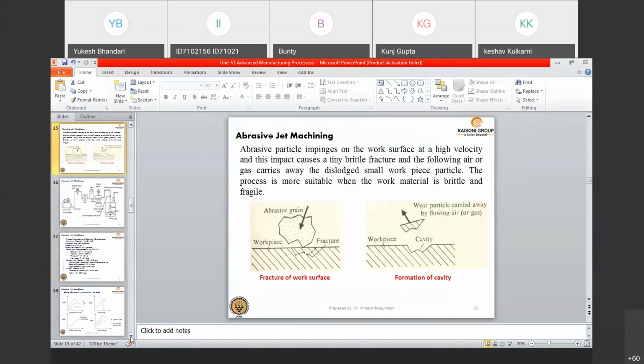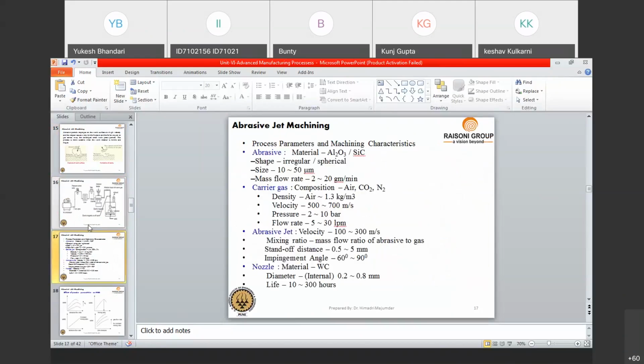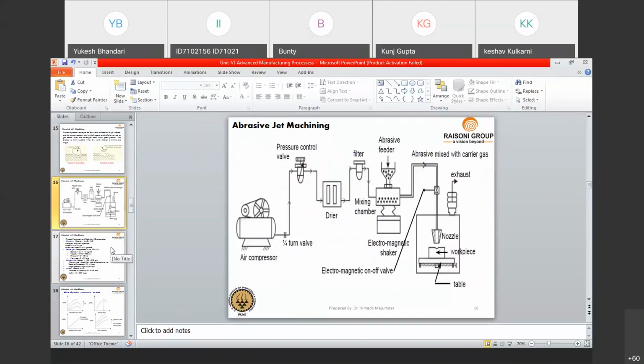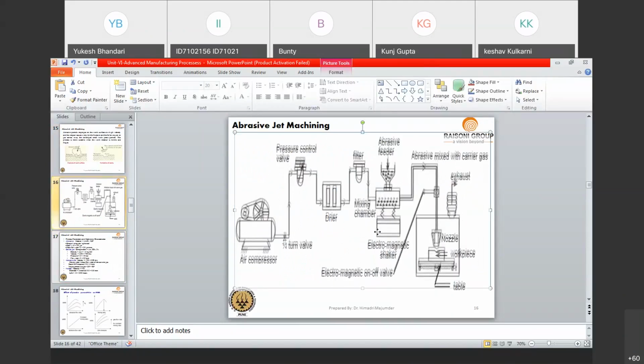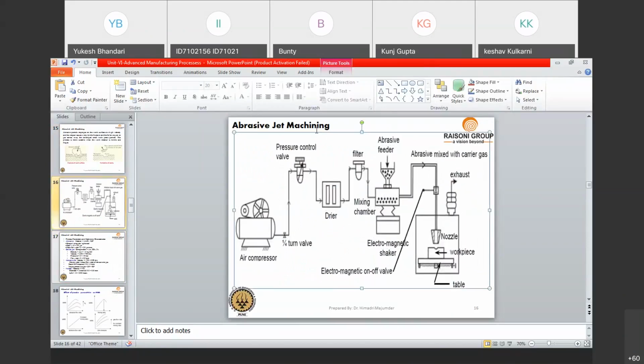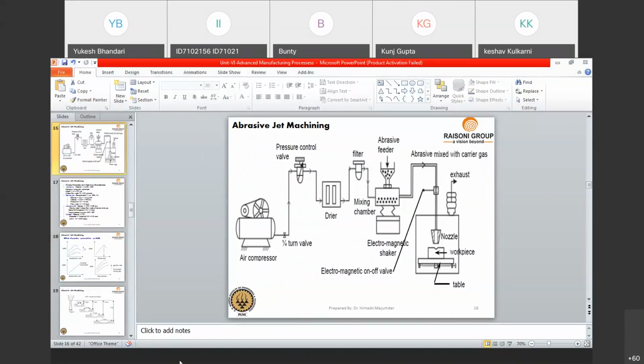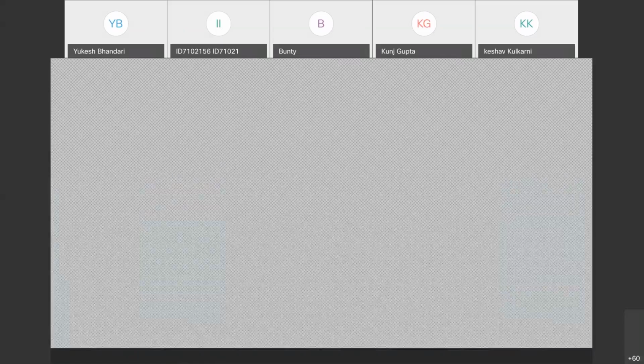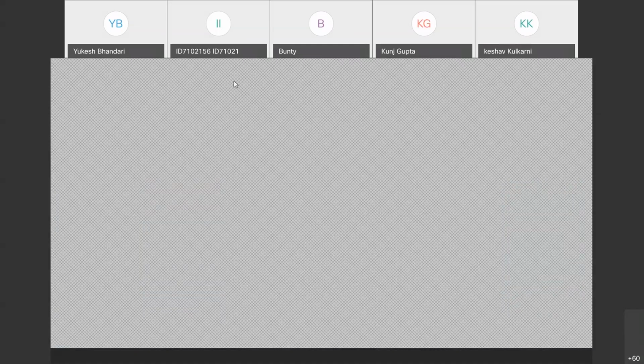Okay. So now we will see the working structure, or work setup, of abrasive jet machining. We will see that later on.